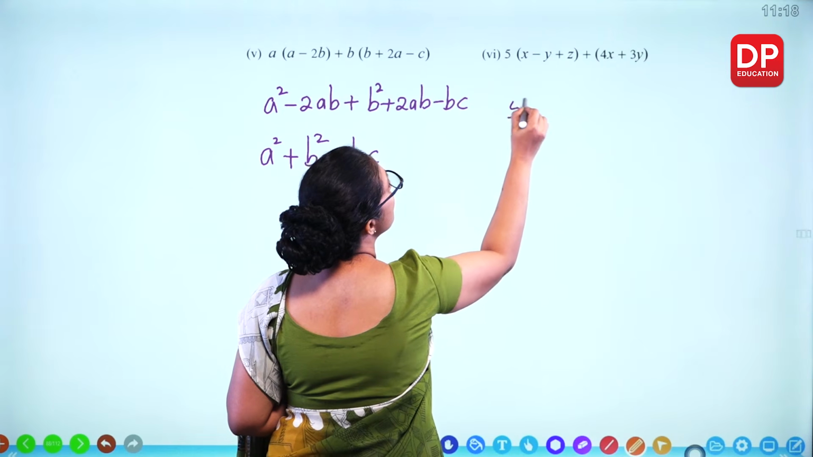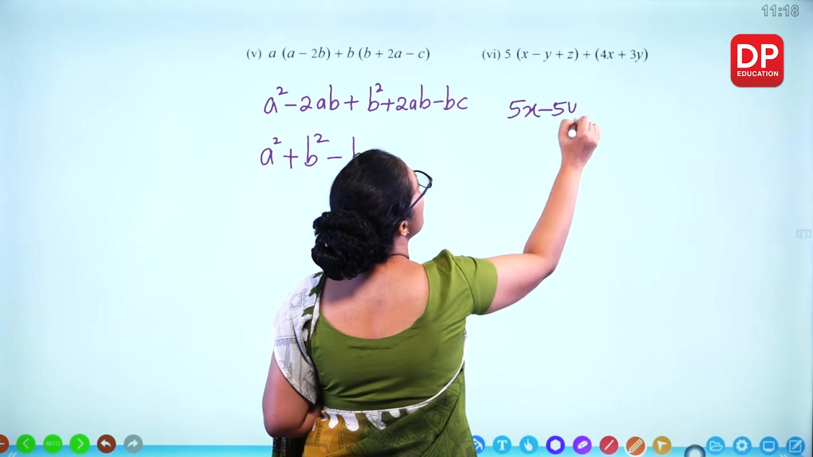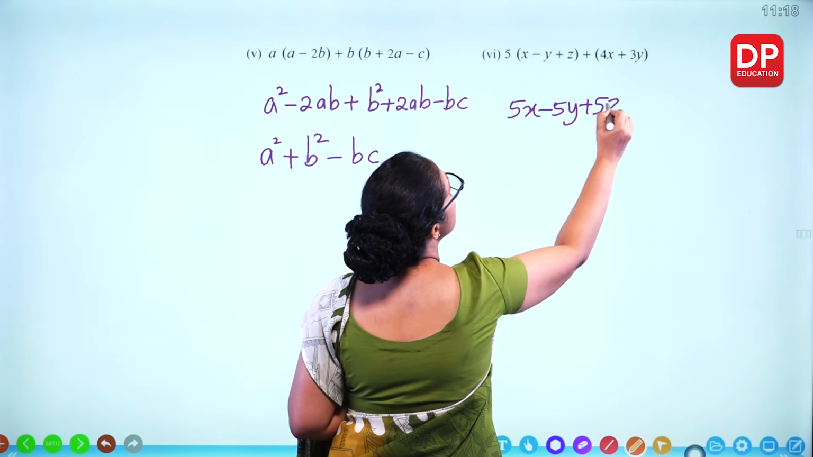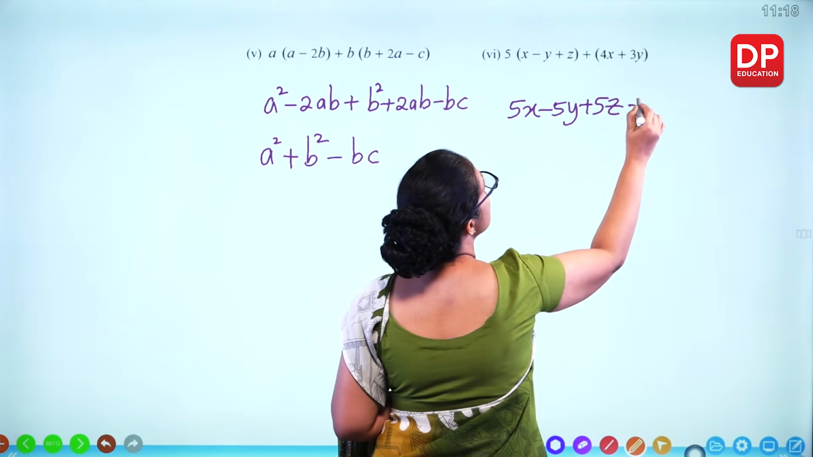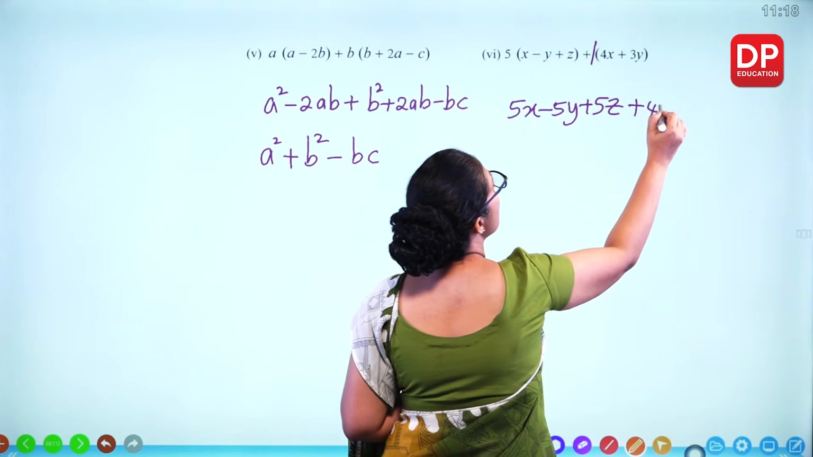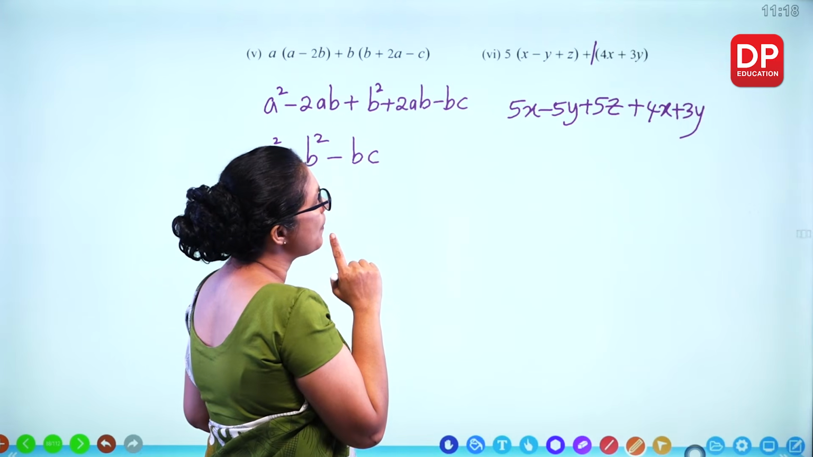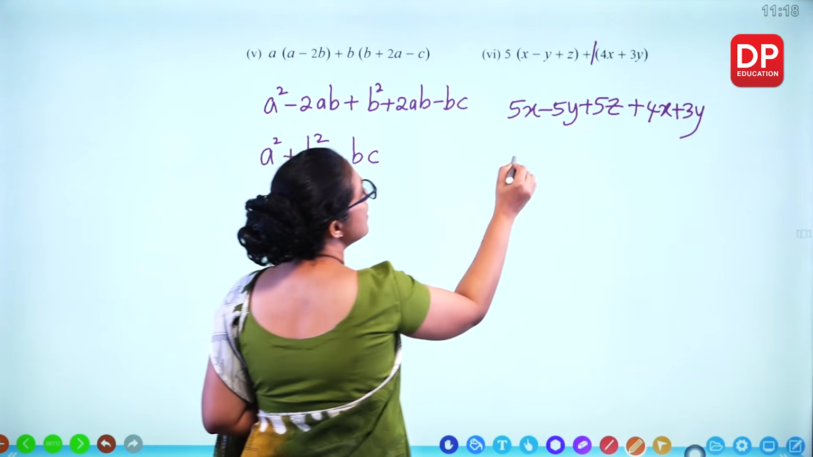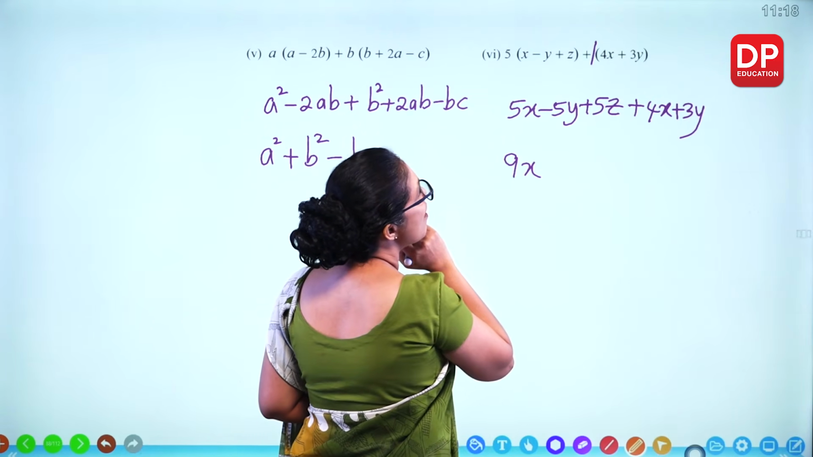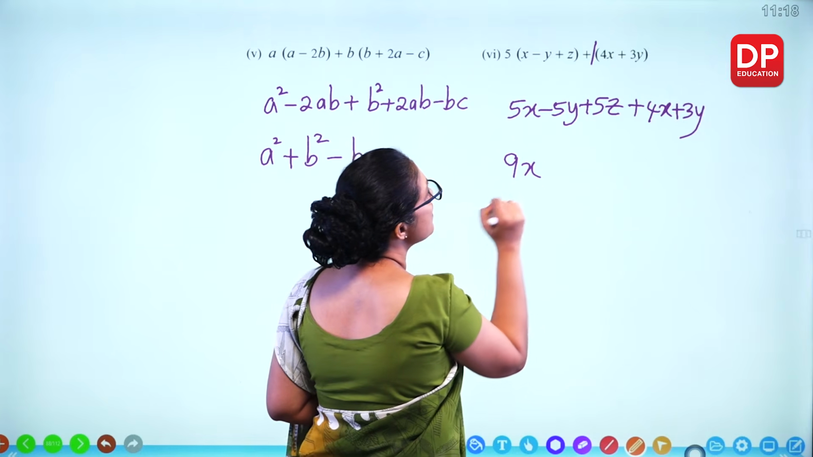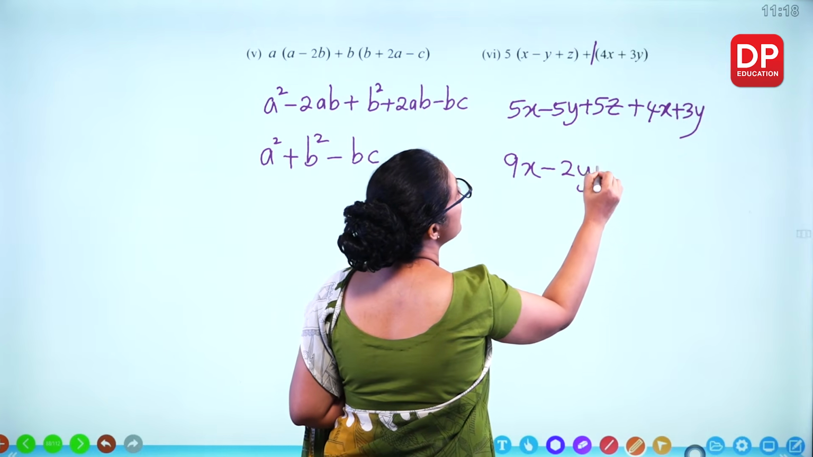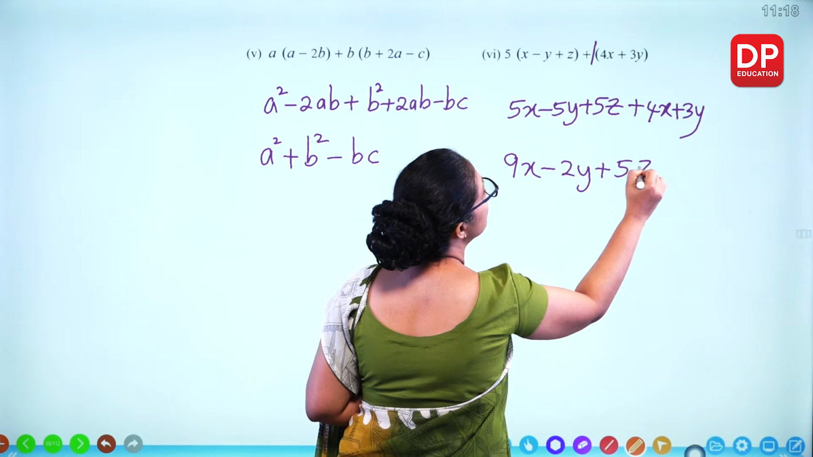Multiply by 5, 5x, 5y, 5z, and then plus is like 1, 4x and 3y. Now simplify. 5x and 4x, 9x. Minus 5y and plus 3y, minus 2y. And 5z is there.